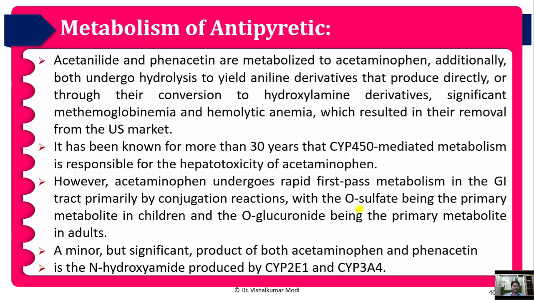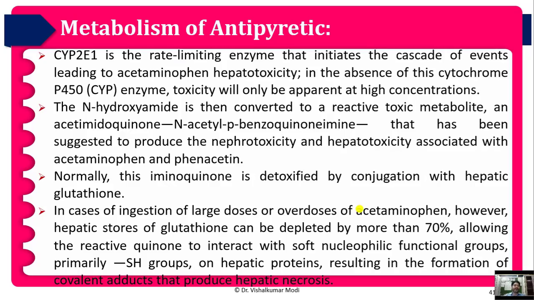In the GI tract, primarily by conjugation reaction, with the O-sulfate being the primary metabolite in children and the O-glucuronide being the primary metabolite in adults. A minor but significant product of both acetaminophen and phenacetin is the N-hydroxylamide produced by cytochrome P2E1 and cytochrome P3A4. Cytochrome P2E1 is the rate limiting enzyme that initiates the cascade of events leading to acetaminophen hepatotoxicity. In the absence of this cytochrome P450 enzyme, toxicity will only be apparent at high concentration.